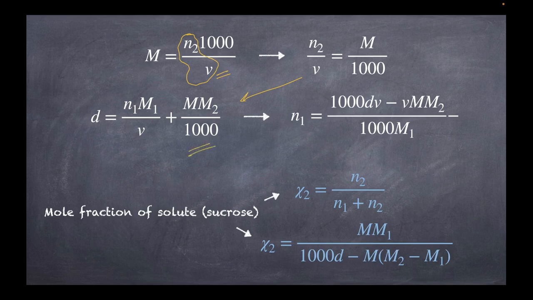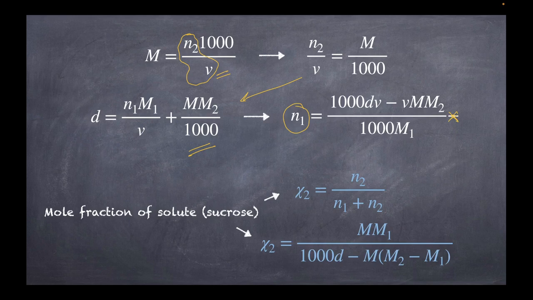So then from this expression we can find the expression of N1, that means number of moles of solvent, that means water, present in our solution. So N1 will be equal to 1000 times density times V minus V capital M capital M2, so this negative sign will be noted here, divided by 1000 times M1.